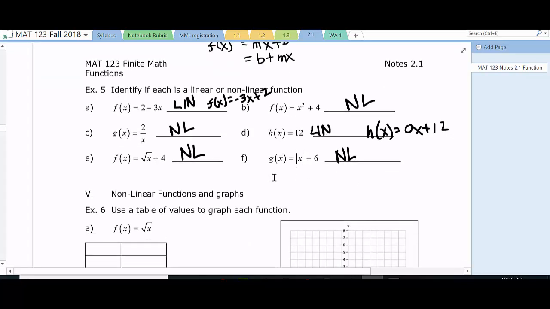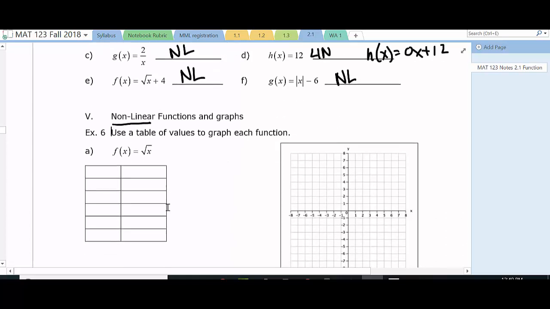Okay, next thing we want to go through is now we're going to do some graphs of some nonlinear functions. So if you graph a nonlinear function, it's not going to be a line. It's going to be a curve of some sort. So again, we're still going to do this on table of values. So let's go ahead and do this square root of x.